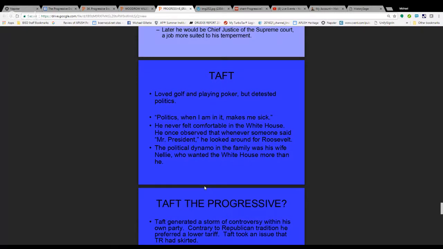He never felt comfortable in the White House, and he once observed that whenever somebody said, "Mr. President," he would always look around for Roosevelt. So the political dynamo of the family was his wife, Nellie, who wanted the White House more than her husband.